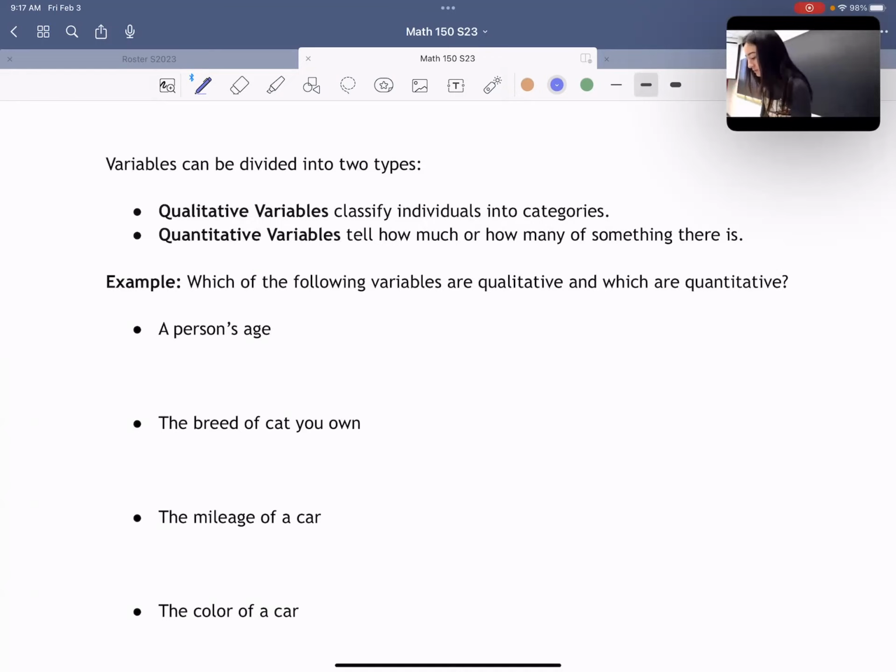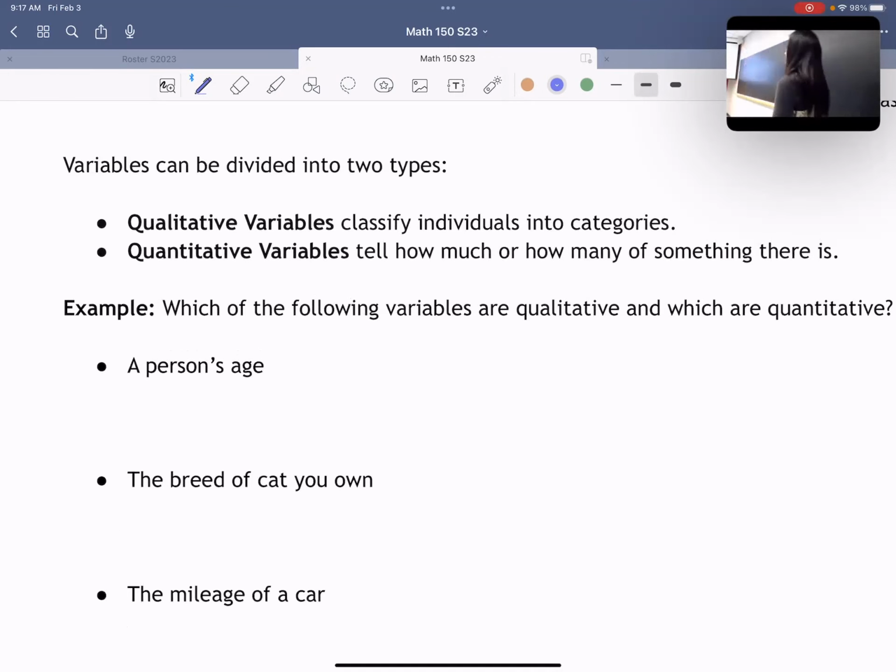The first type we're gonna call qualitative, okay? And qualitative variables are things that can be put into categories. These are usually things that are verbal. So the answer to the question is always going to be a word and not a number. So I'm gonna put verbal here.